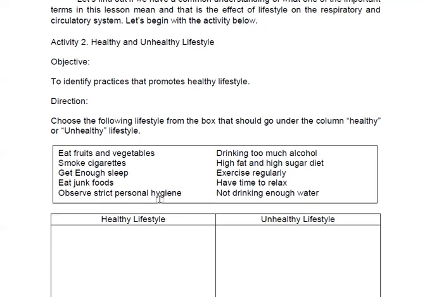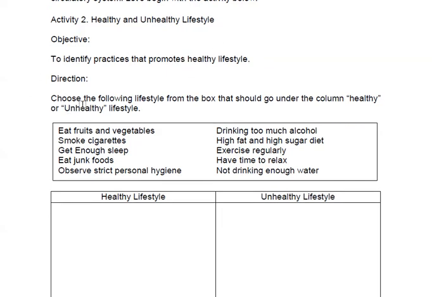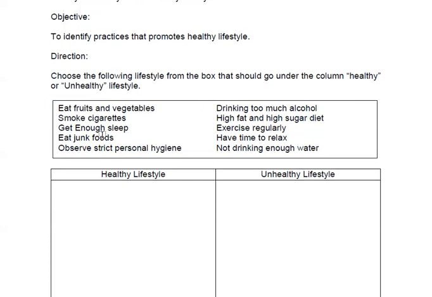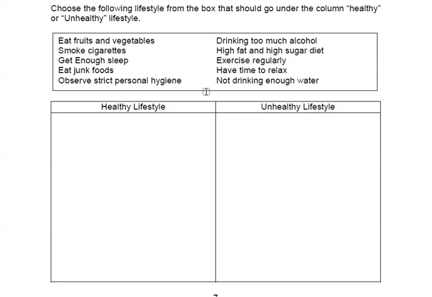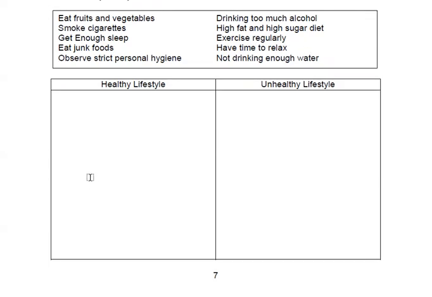The objective of this activity is to identify practices that promote a healthy lifestyle. You just choose the following lifestyles from the box that should go under the column healthy or unhealthy. Now, you don't have to copy the box first. Write it directly. For example, eat fruits and vegetables. Will that promote a healthy lifestyle or an unhealthy lifestyle? Yes, it's very obvious. Eating fruits and vegetables will give you a healthy lifestyle.